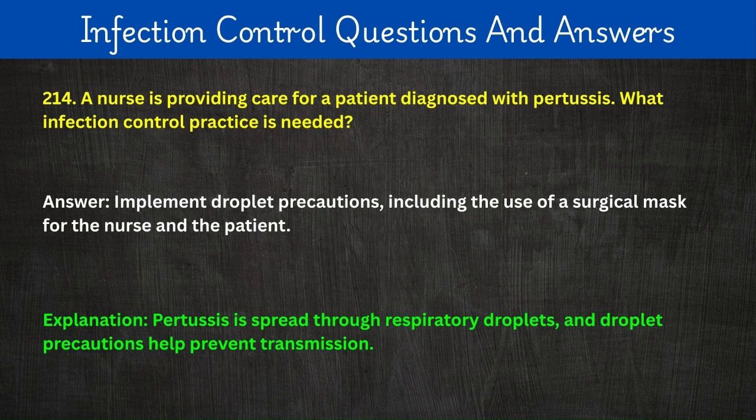214. A nurse is providing care for a patient diagnosed with pertussis. What infection control practice is needed? Answer: implement droplet precautions, including the use of a surgical mask for the nurse and the patient. Explanation: pertussis is spread through respiratory droplets, and droplet precautions help prevent transmission.